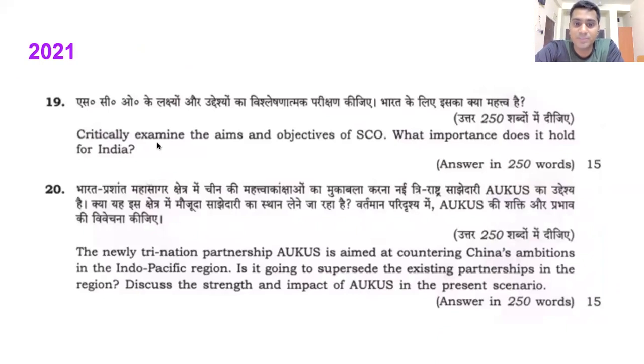The new tri-nation partnership of AUKUS is aimed at countering China's ambitions in the Indo-Pacific region. Now, look at this. Whenever there are two or more countries, that is called regional groupings, trilateral groupings or regional groupings.